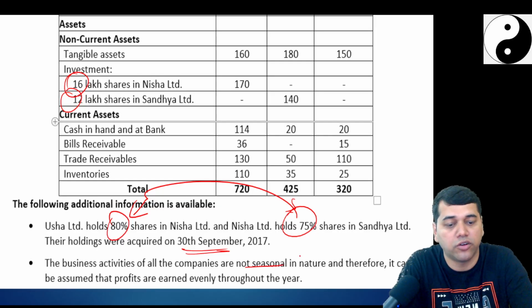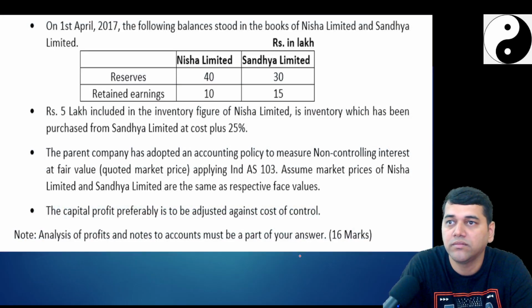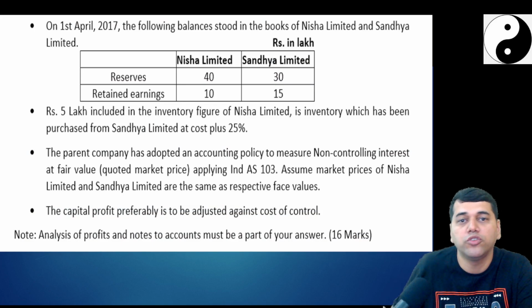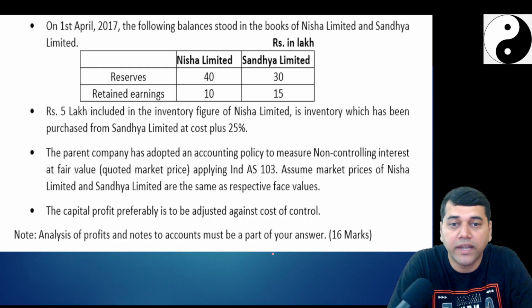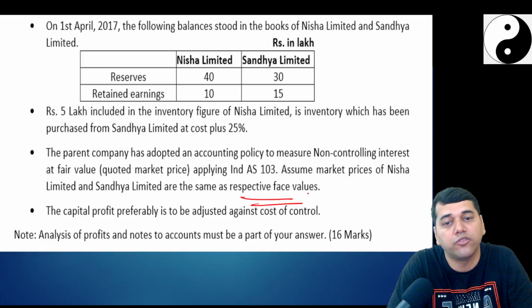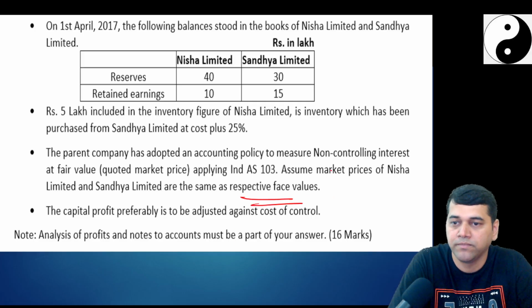Business activity is not seasonal, so we need not give the note then. Assumption: they told you the balances of the reserves. 5 lakhs is included in the inventory, which has been purchased from Sandhya at cost plus 25. We know now what to do. NCA to be at fair value, and here also they said the face value is equal to market price. Chalo, no twist.